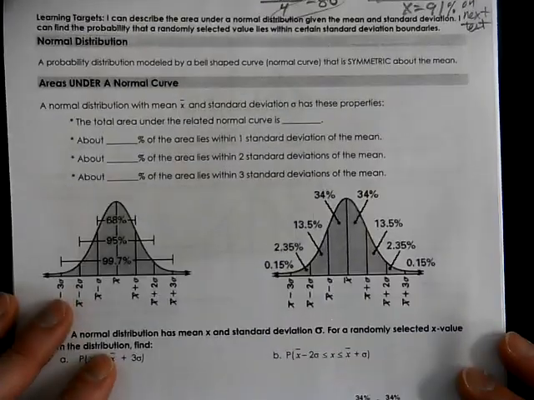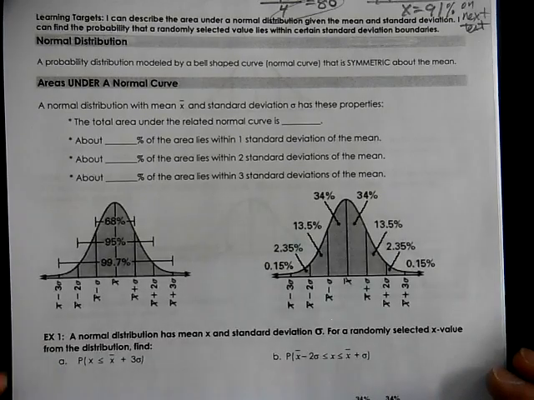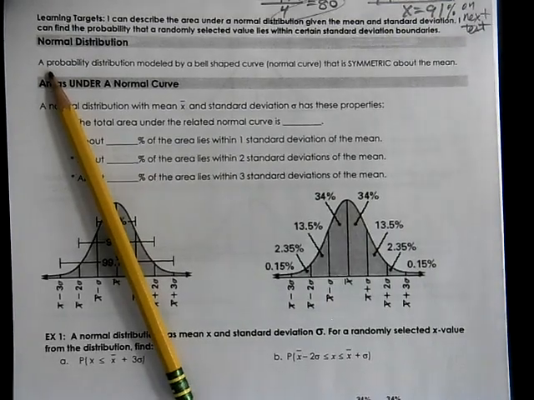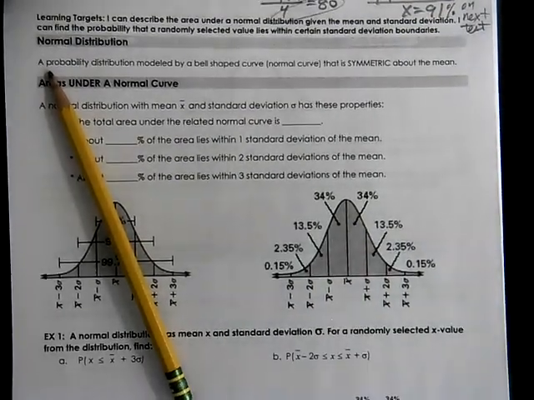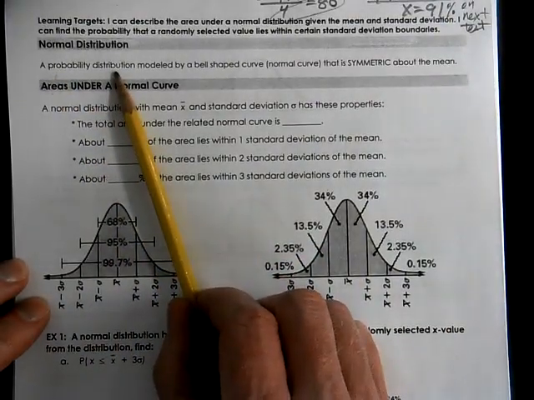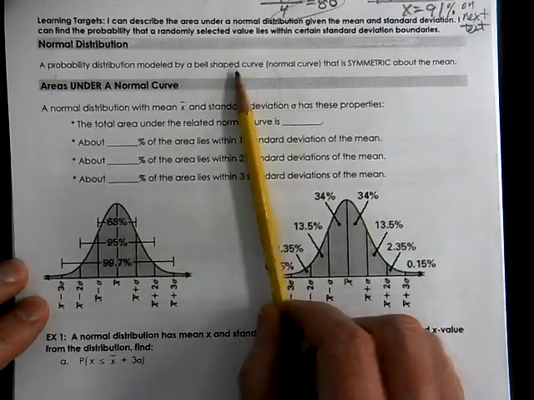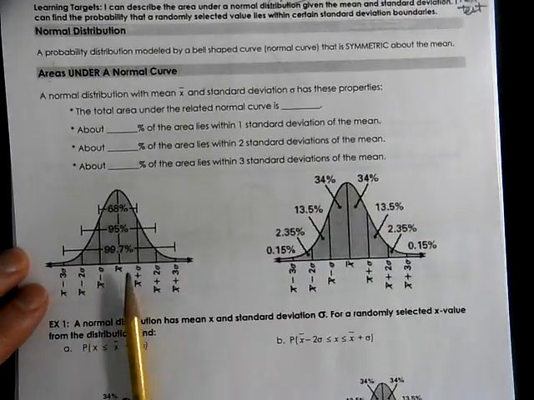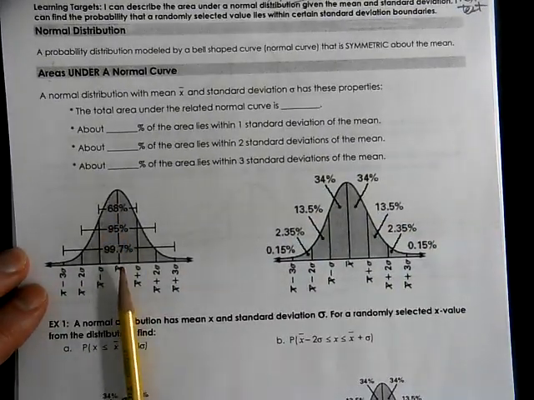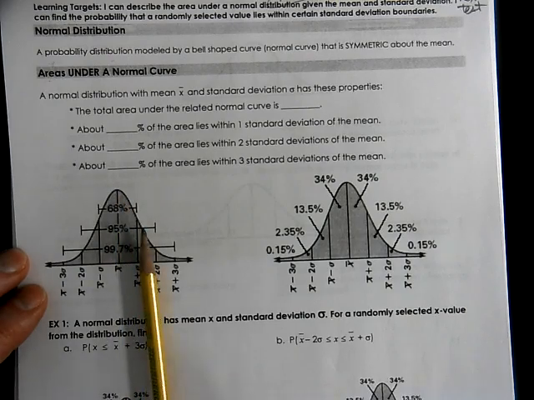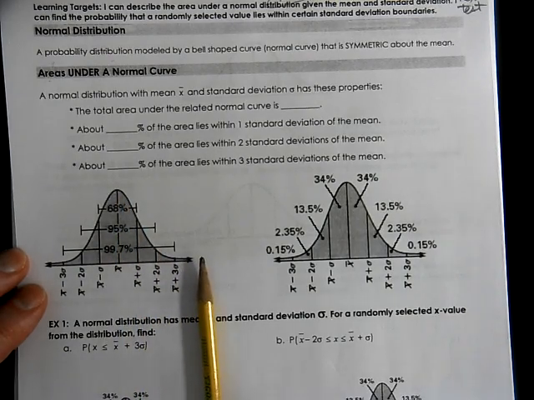Okay, now we're going to lead into normal distribution. What is normal distribution? Well, it is a statistic. This comes up in statistics, and it's a probability distribution modeled by a bell curve that is symmetrical about the mean. So here's an example of having a mean. That's the x-bar. We've seen that before. And it is symmetrical. As data increases, the number of items is decreasing.